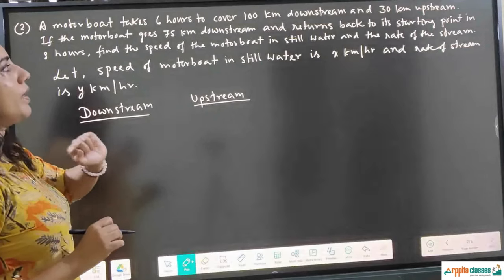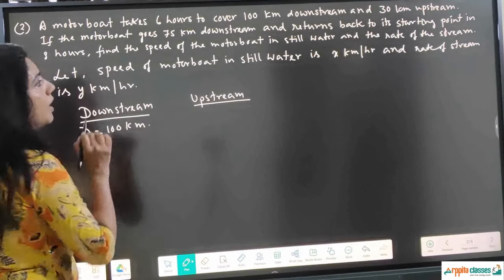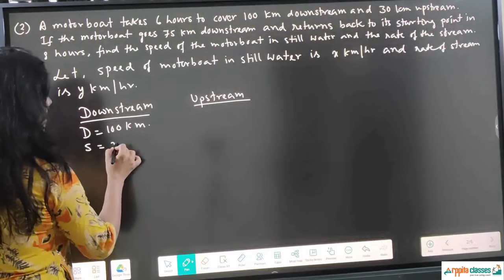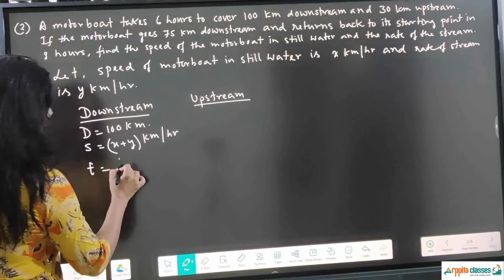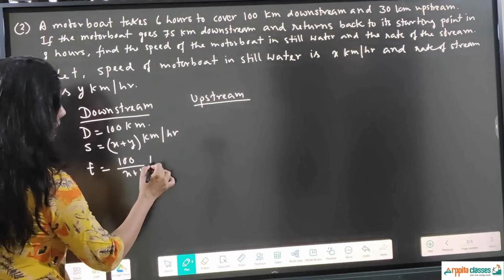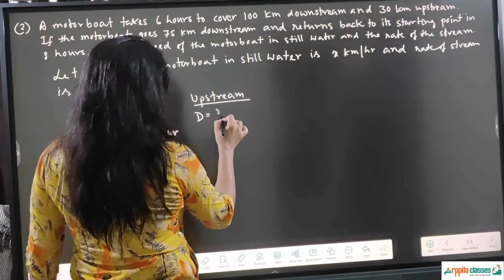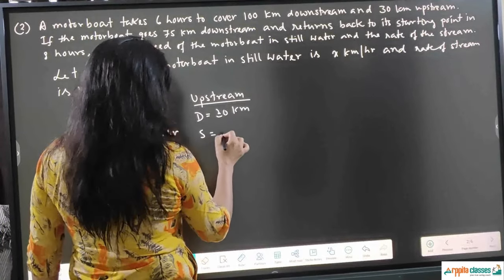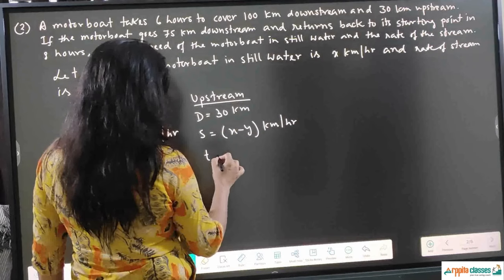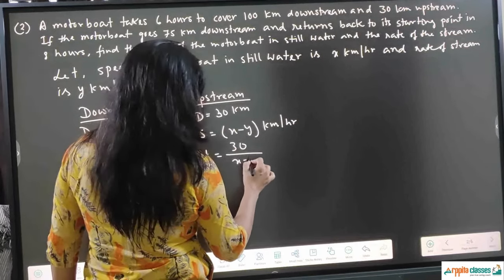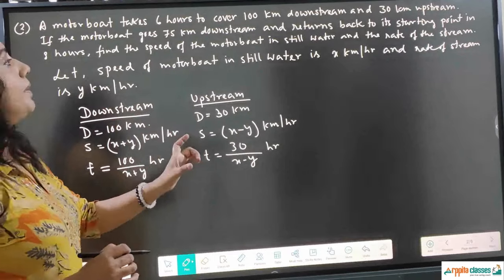A motorboat takes 6 hours to cover 100 km downstream. So the distance here is 100 km. The speed in downstream will become x plus y km per hour. The time will be 100 upon x plus y hours in this case. Okay. For the upstream, 30 km upstream. So the distance here is 30 km. The speed will become x minus y km per hour, and in this case the time will become 30 upon x minus y hours.